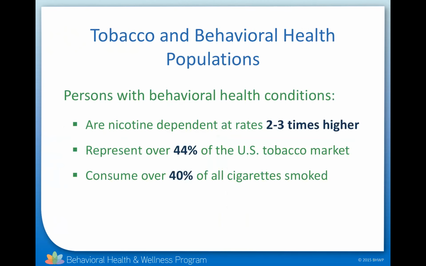Another way of looking at this is that people with behavioral health conditions are on average nicotine dependent at rates 2 to 3 times higher. So they are obviously in this case consuming more cigarettes or other tobacco products. And along with that 40%-ish figure that we saw on the previous slide, you can see that these populations do consume about 40% of all cigarettes smoked and represent about 44% of the US tobacco market. And obviously the tobacco companies are well aware of this fact and do strategically target these populations.